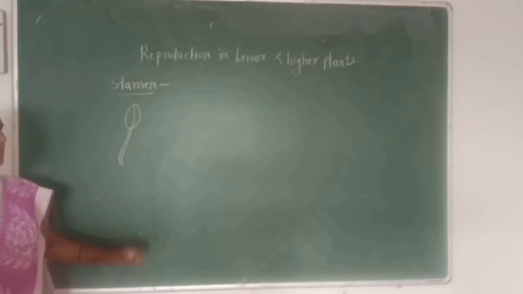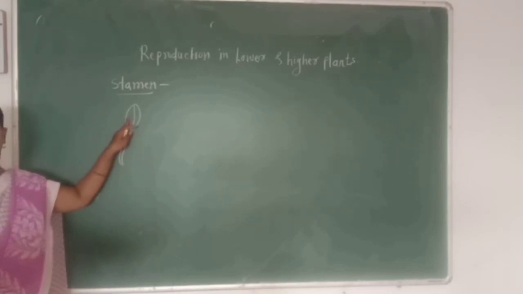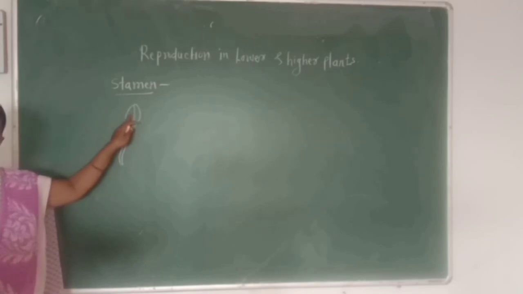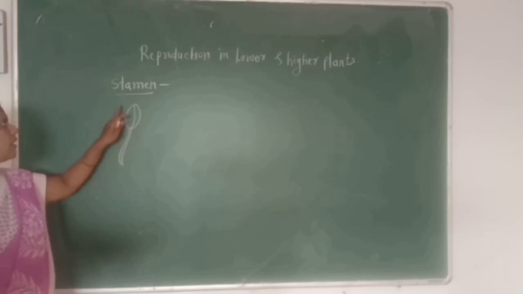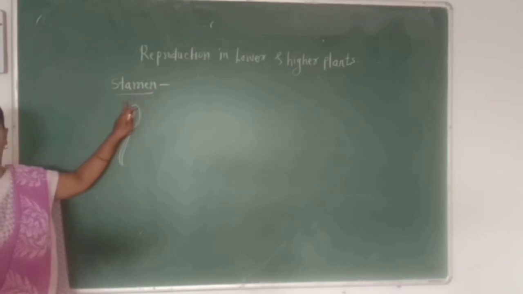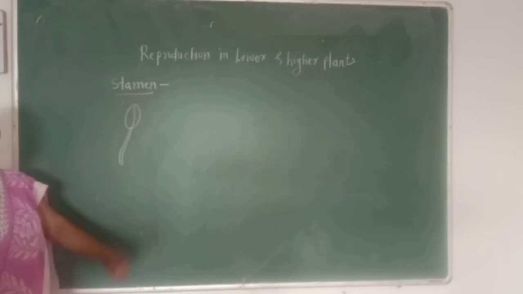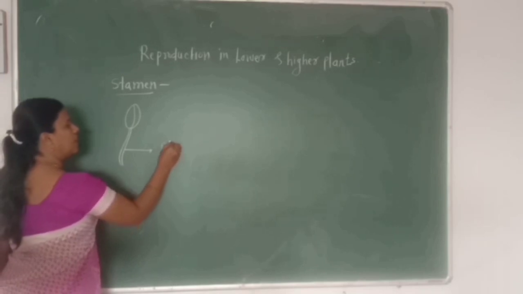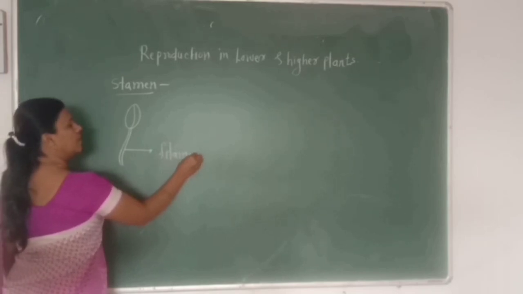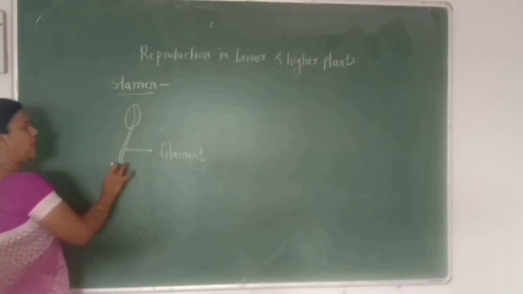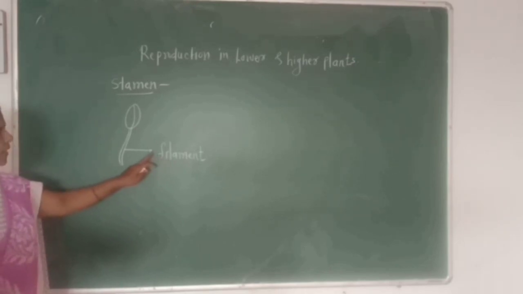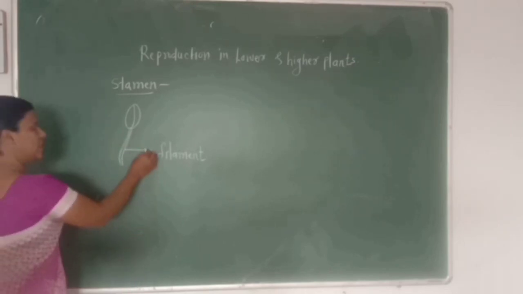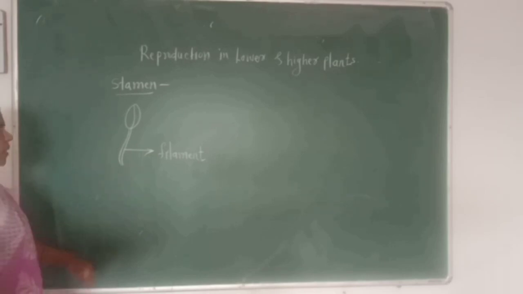As we know, stamen is the individual member of the androecium. Androecium is the main reproductive organ of the flower. Stamen again consists of mainly three parts. The stalk of the stamen is called a filament. It is a thread-like structure, so it is called the stalk of the stamen.